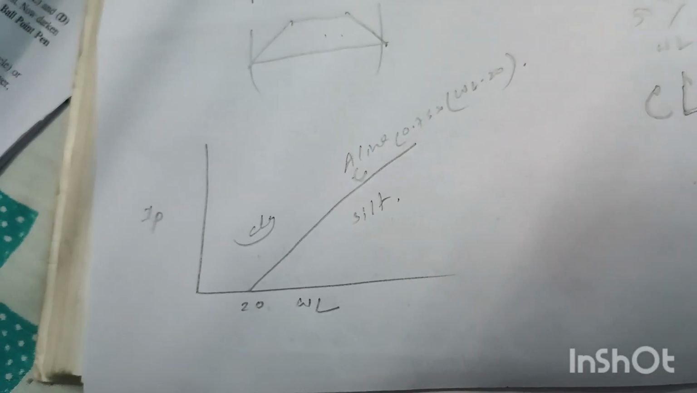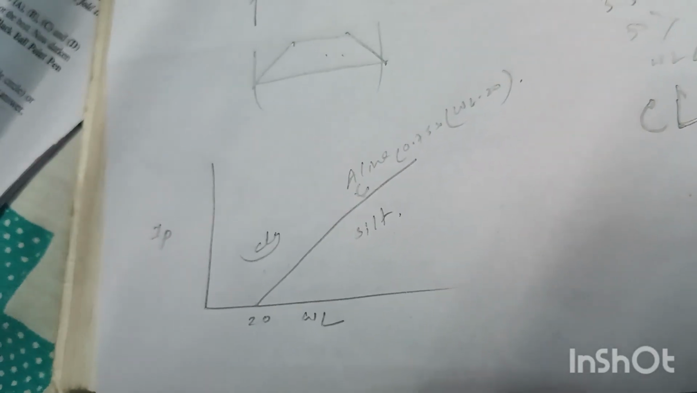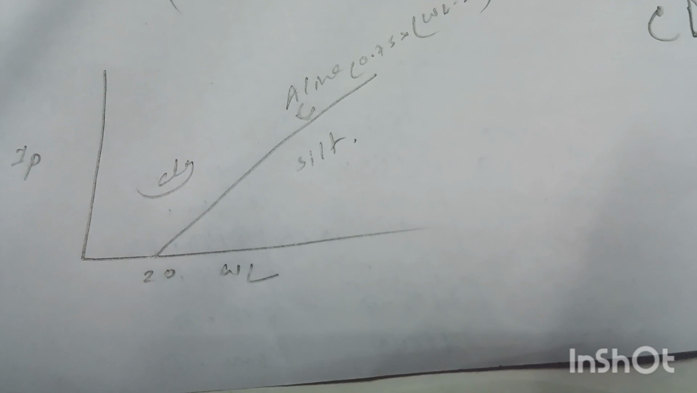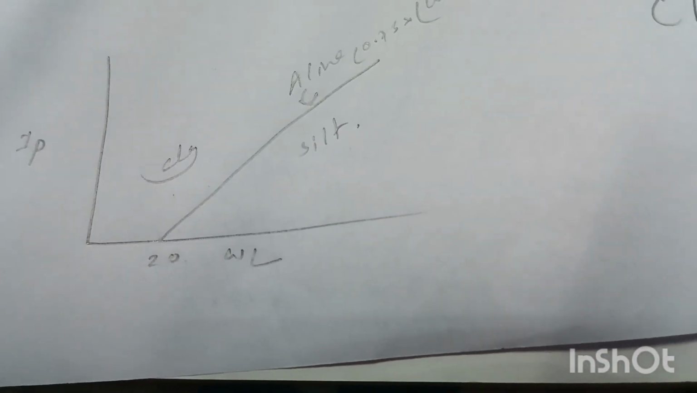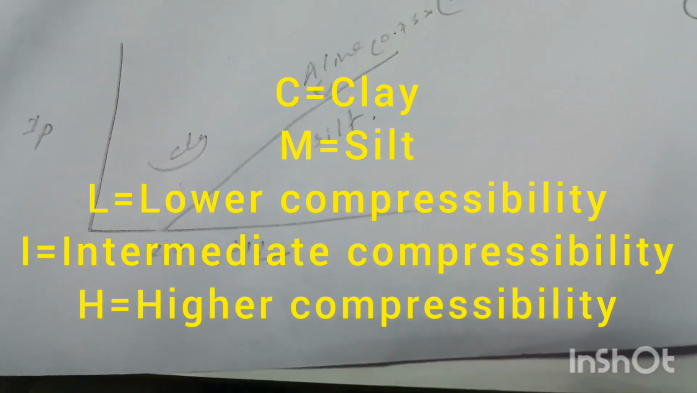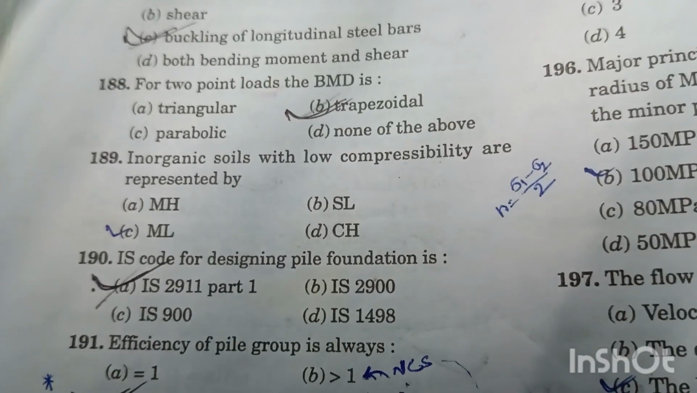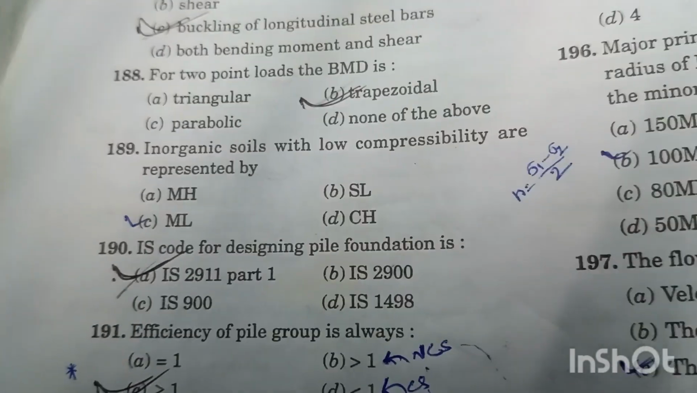When the liquid limit value is between 35 to 50, it will be known as intermediate compressibility soil, and when the liquid limit is less than 35, it will be known as low compressible soil. If the liquid limit of the sample is greater than 50%, then the sample will be called high compressible soil. The clay soil is represented by capital C and the silt by capital M. So it will be CL or ML. CL is not given, so ML will be the answer. Option C is the right answer.